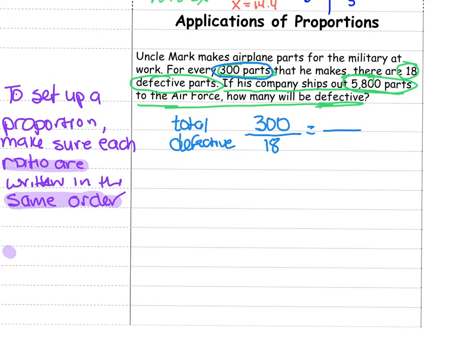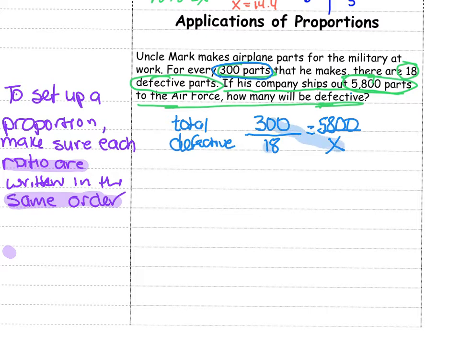If this company ships out 5,800 parts, how many will be defective? Well, holy cow, how many will be defective? Defective is in the denominator, so I know that's where my unknown is going to be. And then 300 is my total, so I have that. So now I can use that cross multiplication to solve.